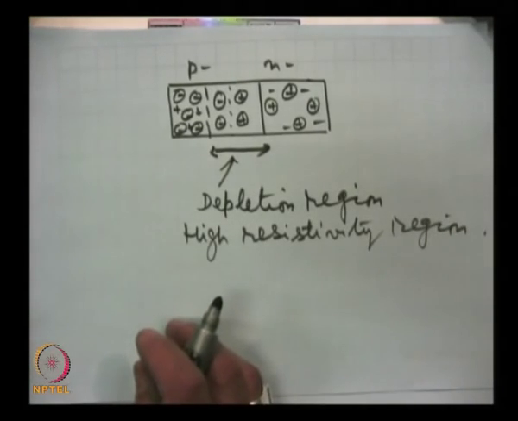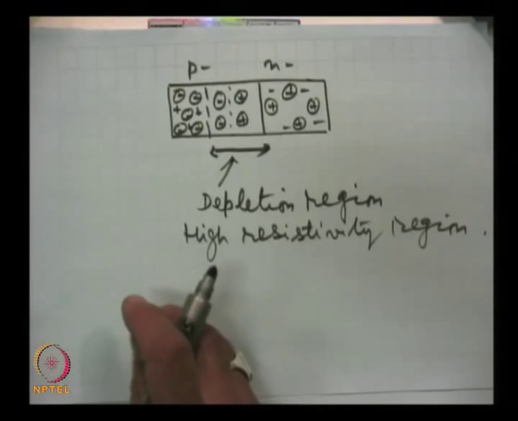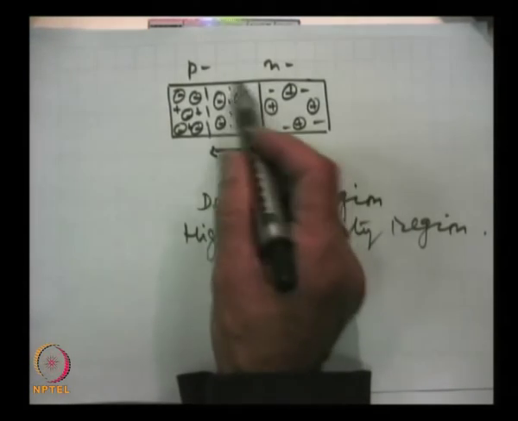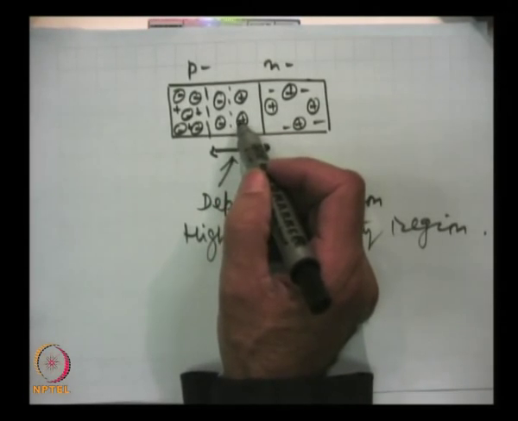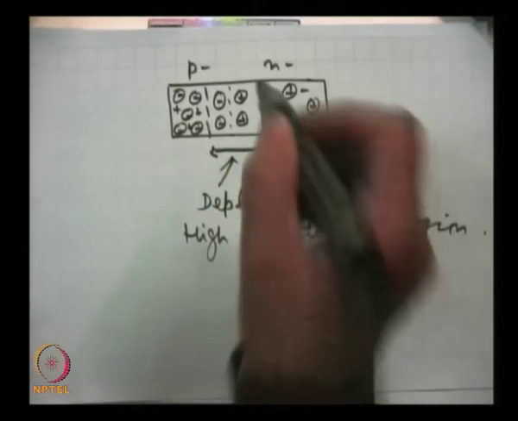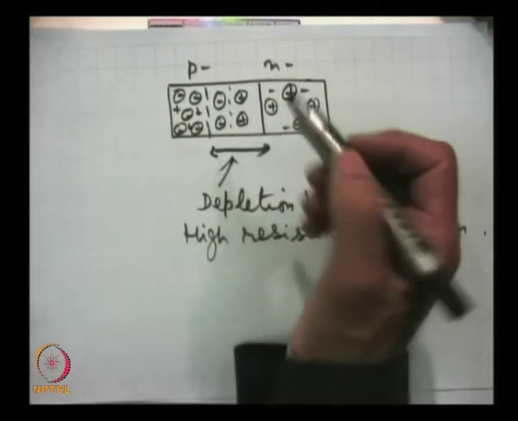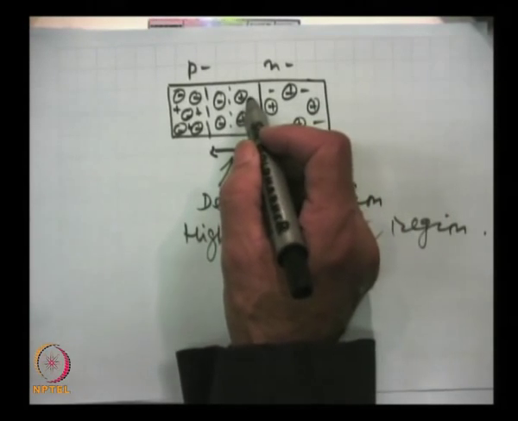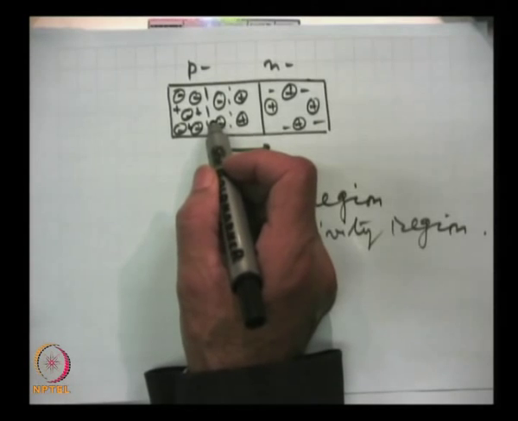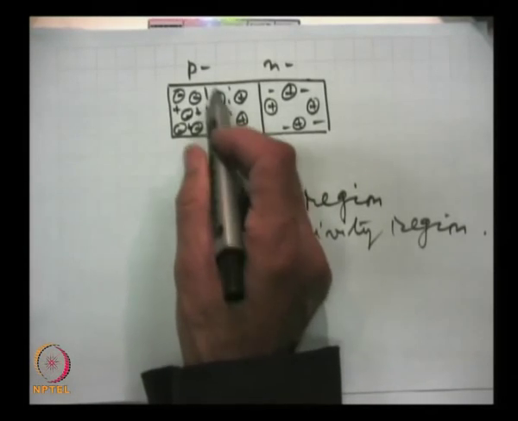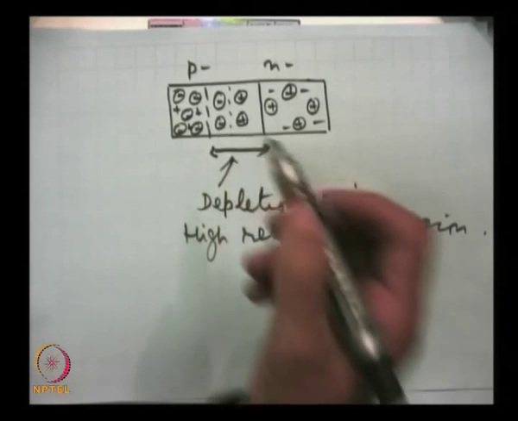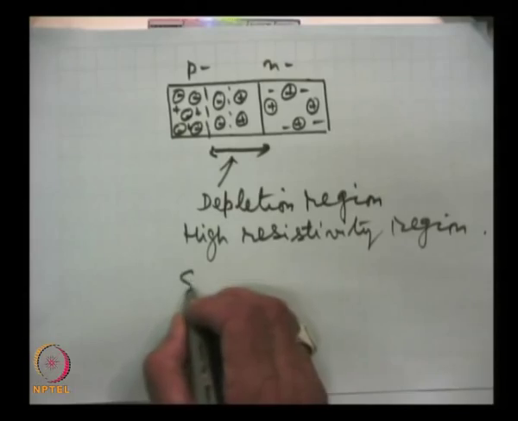High resistivity region. Why high resistivity? Because resistivity of any material depends on the density of mobile charges. Now, here there are no mobile charges, only static charges. On the n side of this artificially drawn metallurgical junction, there is a net positive charge. On the other side, towards the left, this is the p region. So, this is a depletion region, a space charge region.